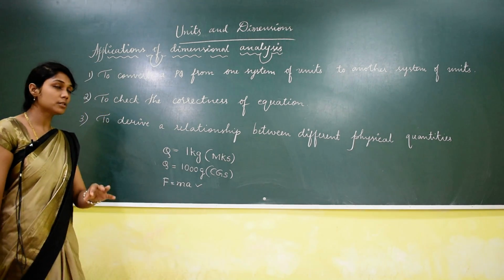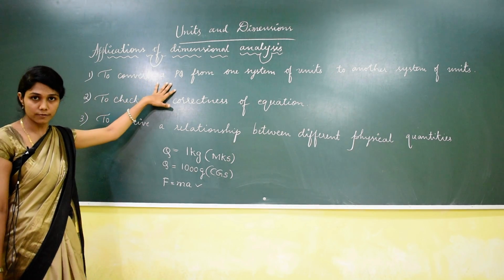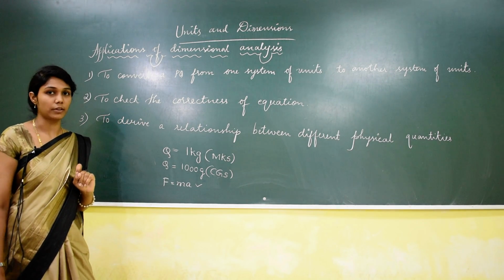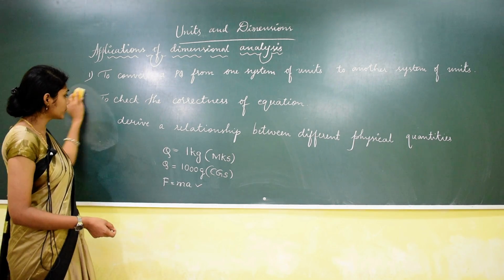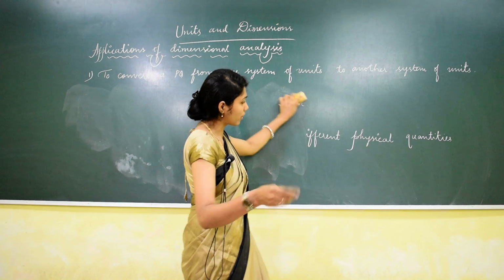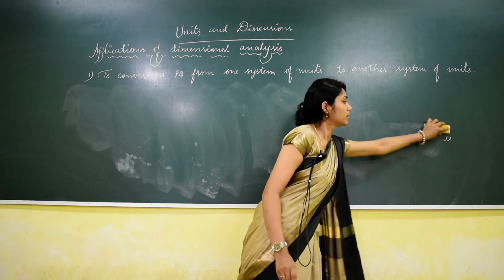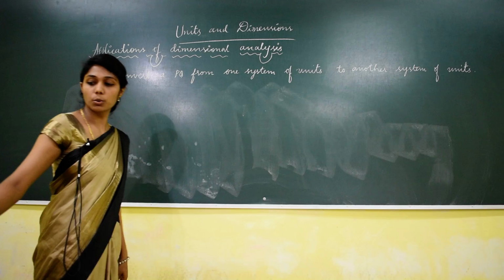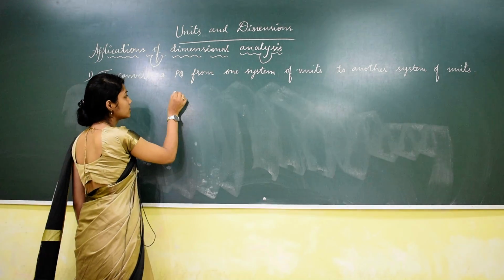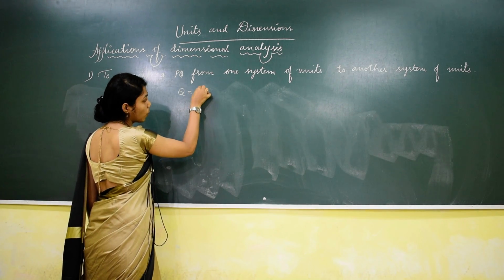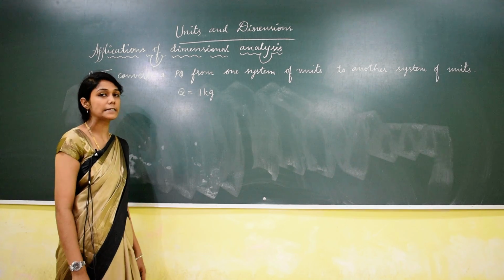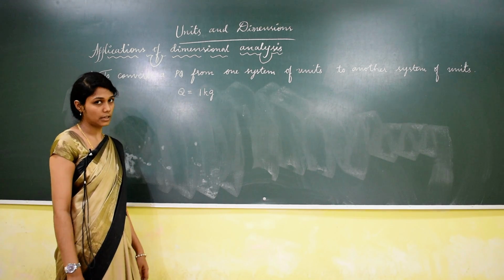Okay, so first let me tell you how we are going to convert a physical quantity from one system of unit to another system of unit. So for that I am going to consider again some quantity of sugar here, which I am going to measure in terms of kg. So let me consider Q is equal to 1 kg here. So the quantity of sugar I have taken is Q is equal to 1 kg.